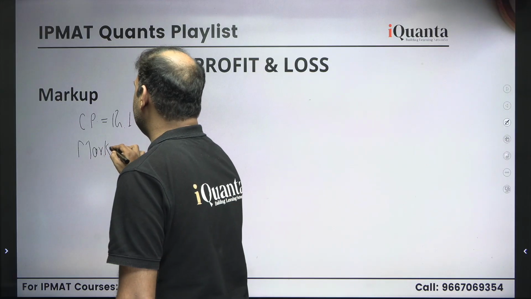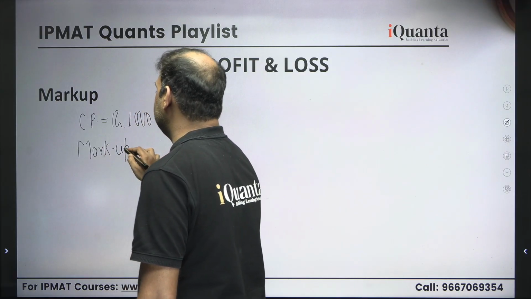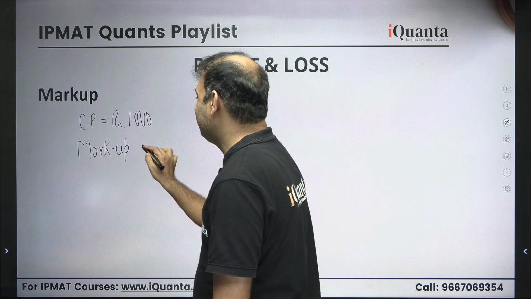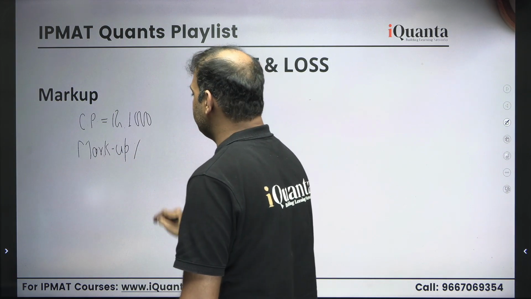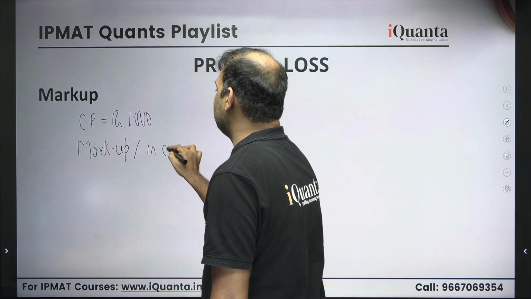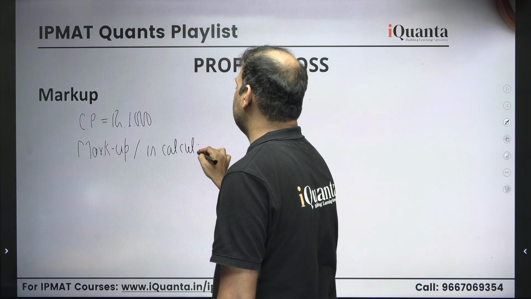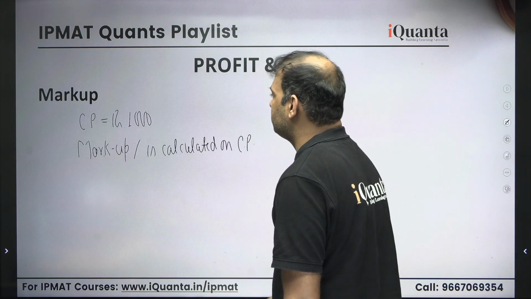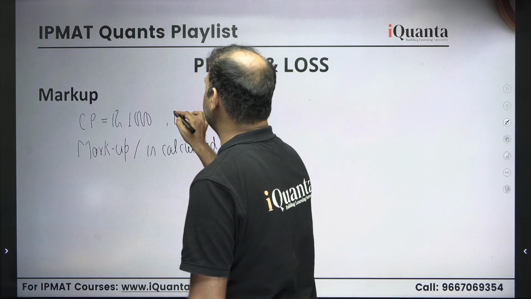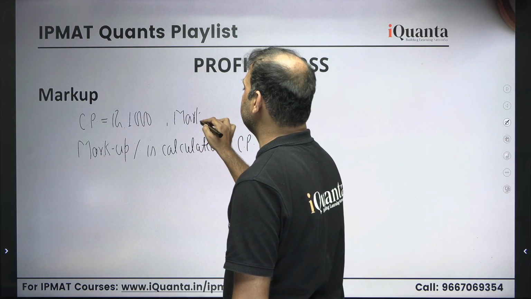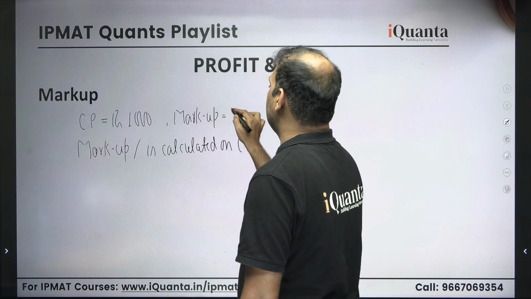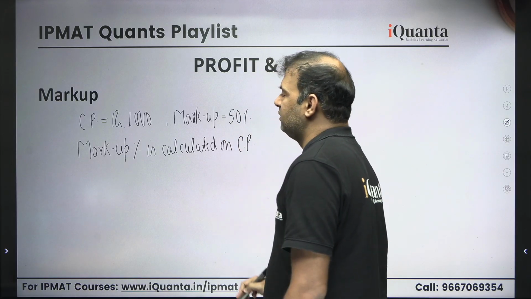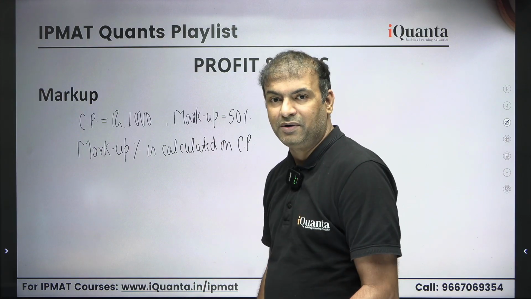But how do we calculate markup? For that there is a terminology called markup percentage as well. So what is a markup percentage, guys? Markup percentage is something which is calculated on CP. I would like to take an example with the markup percentage as well. Let's say the markup percentage in this case is 50%. So how do we calculate markup? Markup percent is something and the amount of markup is the other thing.